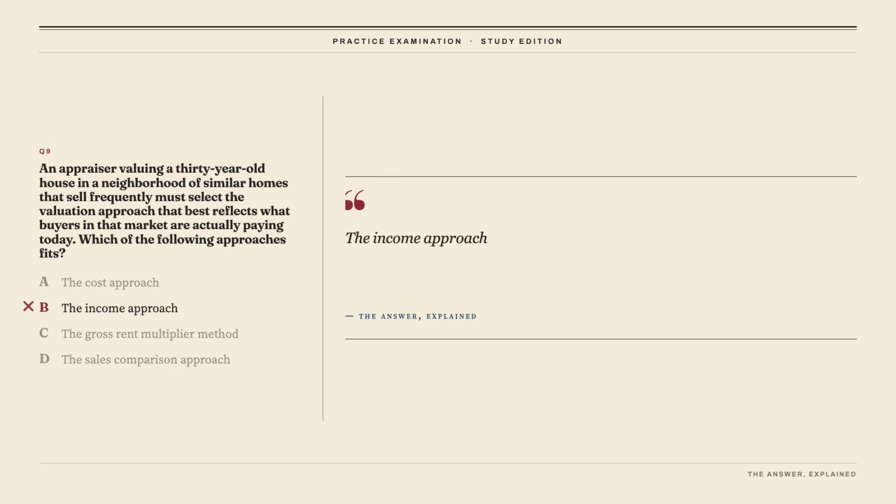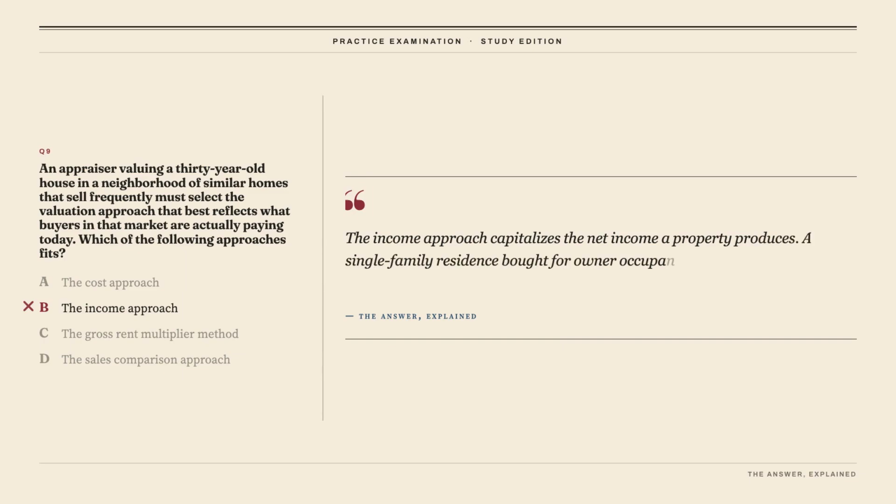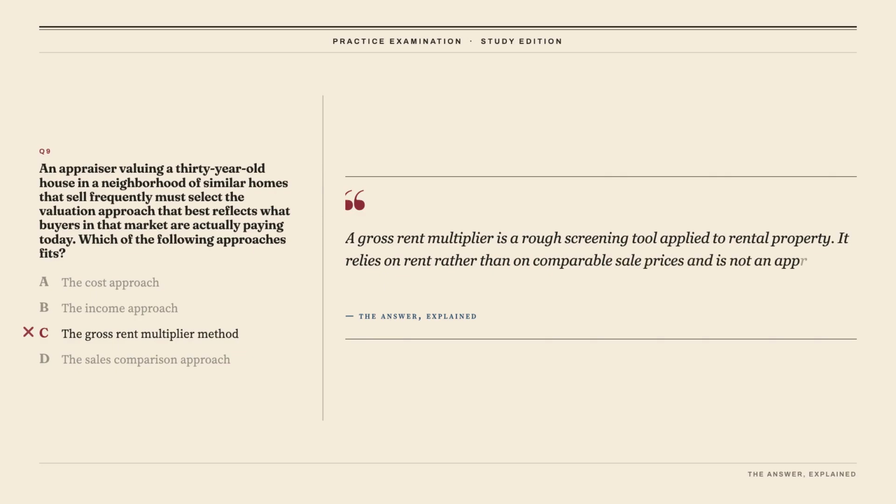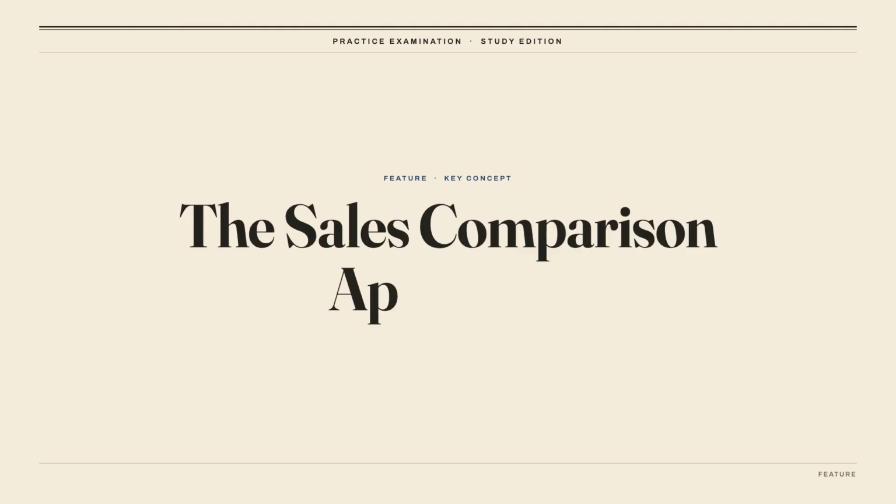B is wrong because the income approach capitalizes the net income a property produces. A single family residence bought for owner occupancy generates no income stream at all for an appraiser to capitalize. C is wrong because a gross rent multiplier is a rough screening tool applied to rental property. It relies on rent rather than on comparable sale prices and is not an appraisal approach. Sales comparison values a property by looking at what buyers just paid for similar homes and adjusting for the differences.